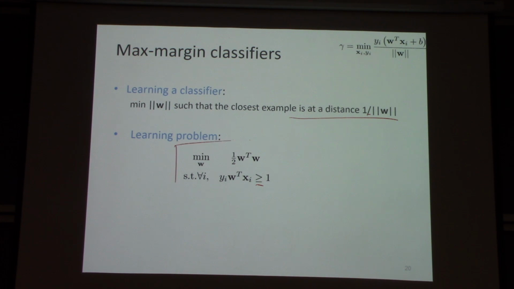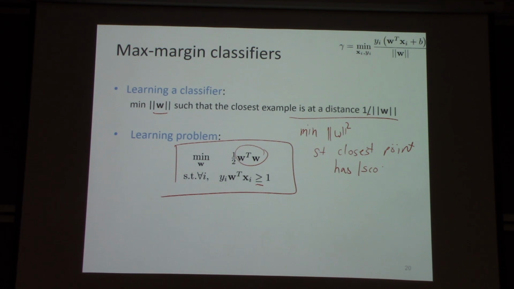So, here's the learning problem. Instead of minimizing norm of W, I'm going to minimize the norm of W squared, because I can take derivatives. So I want to minimize the norm of W squared such that the closest point has absolute score equal to 1. But instead of minimizing the norm of W squared, I can minimize half the norm of W squared, because when I eventually take derivatives, the half will disappear.